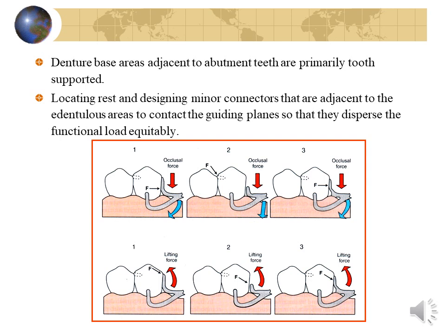Locating tooth support units on the principal abutment teeth and designing the minor connectors which are adjacent to the edentulous areas to contact guiding planes in such a manner that they disperse the functional load equitably between the available tooth and tissue supporting units will provide a design with a controlled distribution of support.